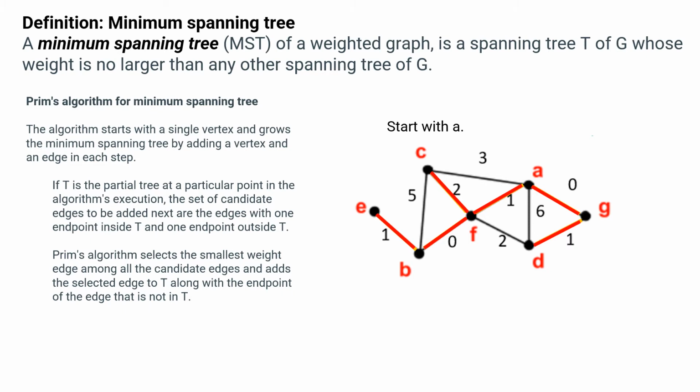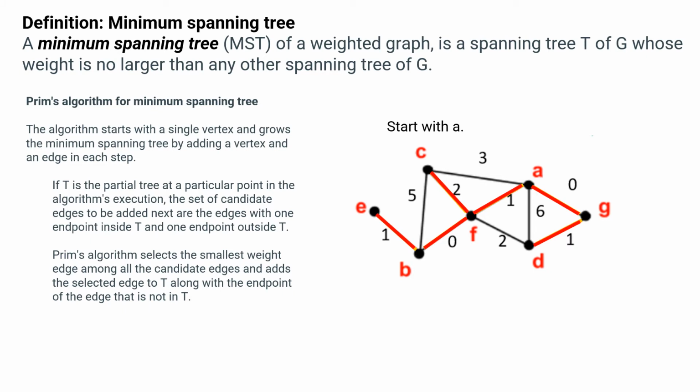Okay, now that we've gone over that, let me read what's up here under Prim's algorithm so that you can see what we just did. It starts by saying the algorithm starts with a single vertex and grows the minimum spanning tree by adding a vertex and an edge in each step. So that's what we did, right? We started with A, and we keep growing the tree by adding a new edge to a vertex that's already in the tree.